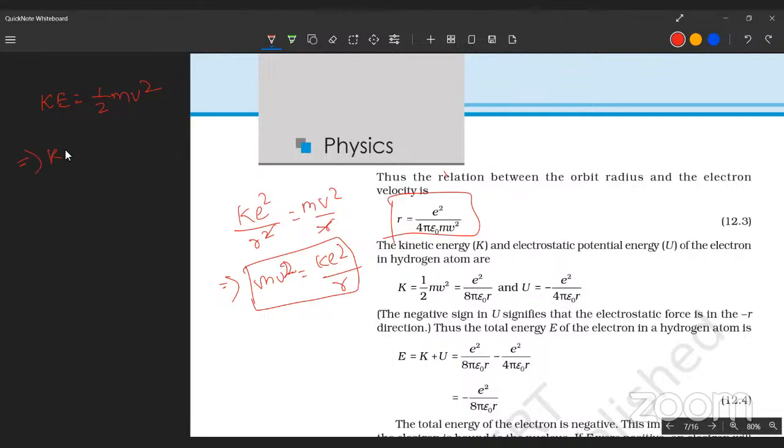So you can write kinetic energy equal to half mv square. That mv square is K e square by r. Right? This is the kinetic energy. In the book it is written e square by 8 pi epsilon naught r. From where is this 8 pi epsilon naught coming?